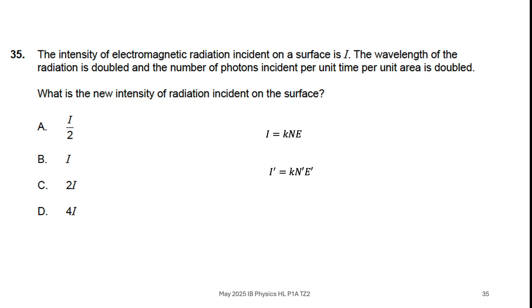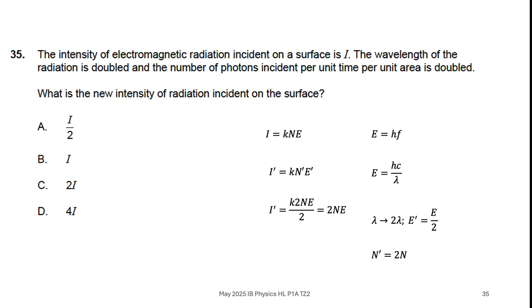Now, if we take the case firstly where we're going to double the wavelength, we first have to think about our relationship. The energy is determined by the frequency and therefore is determined by the wavelength. If we double the wavelength, then we halve the energy of each of those particles. So E has gone to E over 2. We also know that we're going to double the number of photons per unit time, so N dash is equal to 2N. We're going to put those into our equation.